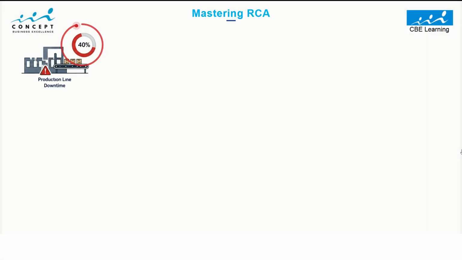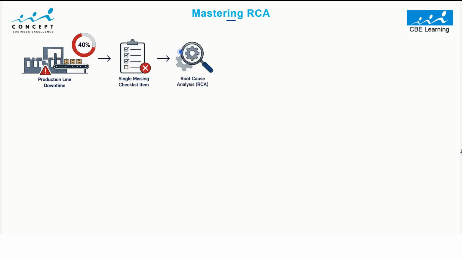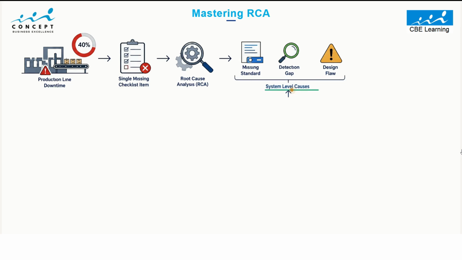40% of a production line's downtime can often be traced back to a single missing checklist item. Root cause analysis, or RCA, is the disciplined process of moving past visible symptoms, like a stopped machine or a defect, to identify the systemic failure. Whether it is a missing standard, a detection gap, or a design flaw, a true root cause is always found at the system level. To address these, professionals utilize a specific toolkit.